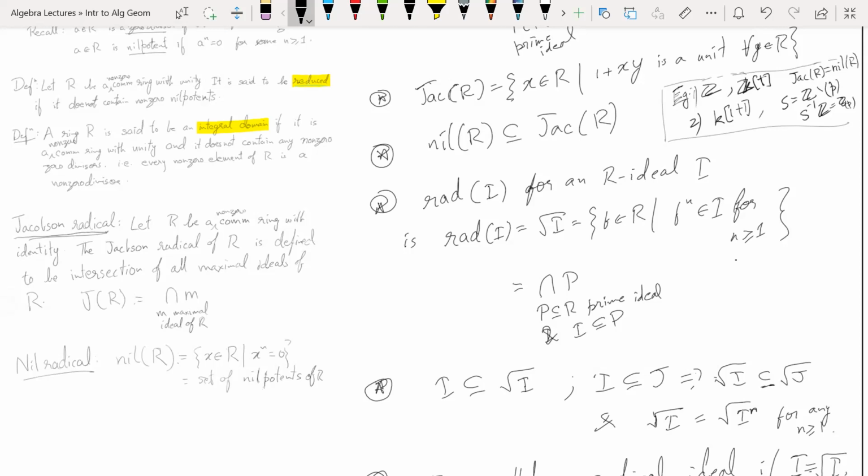Have you seen radical I as well in Algebra 3? Yeah, we have. Was this defined in Algebra 3? Yes. Yes, okay.